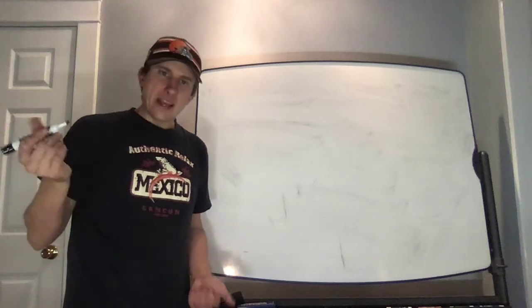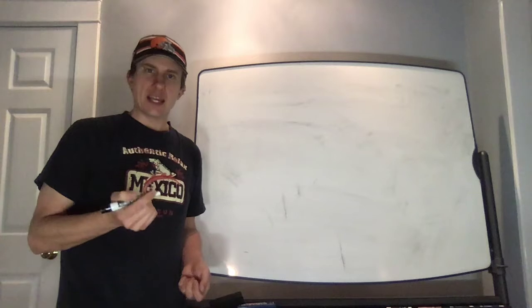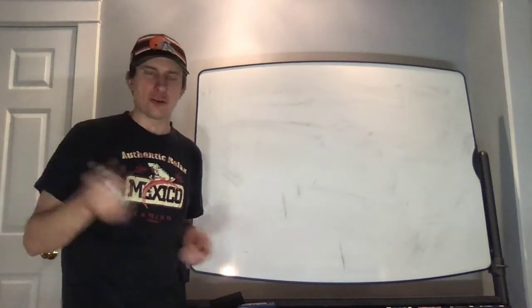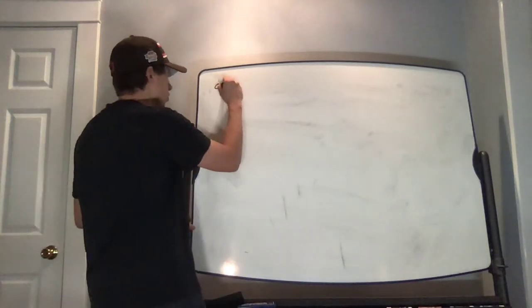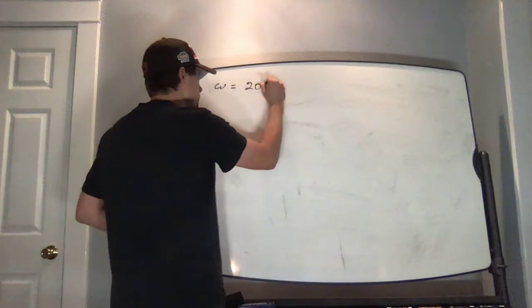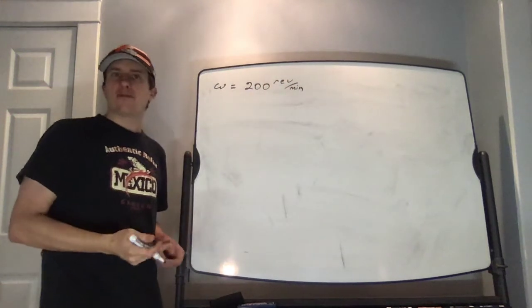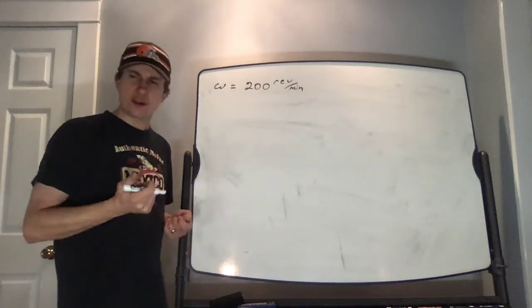We are given that the angular velocity of a flywheel is 200 revolutions per minute, and part A of this example problem asks us to convert that angular velocity to radians per second. So I could say omega is equal to 200 revolutions per minute. This basically means that the flywheel spins around 200 times every minute, so it is spinning pretty fast.